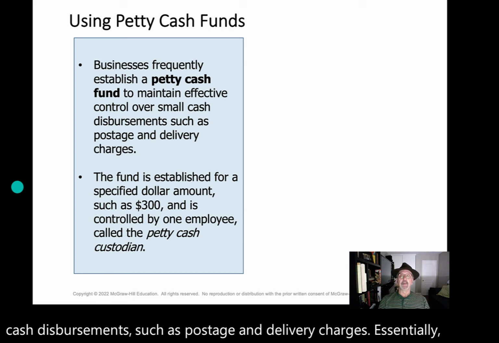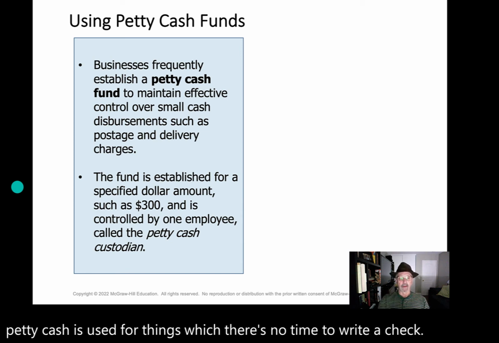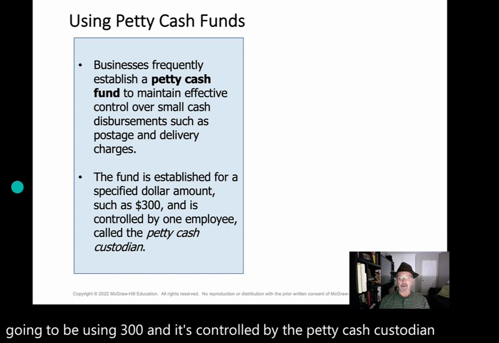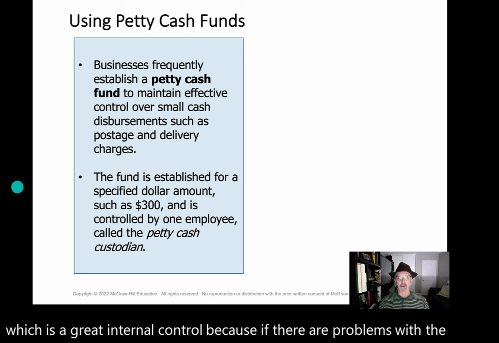The fund is typically established for X amount of dollars. In this case, we're going to be using $300. And it's controlled by the petty cash custodian, which is a great internal control. Because if there are problems with the balance in petty cash, there's one person to go to.